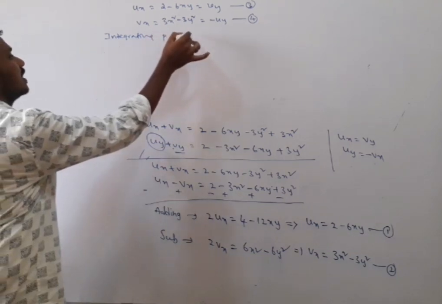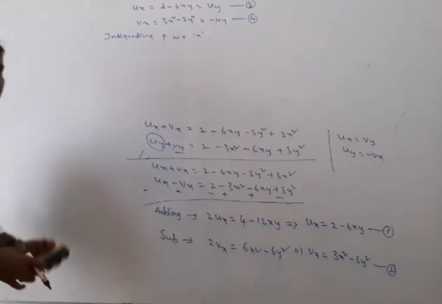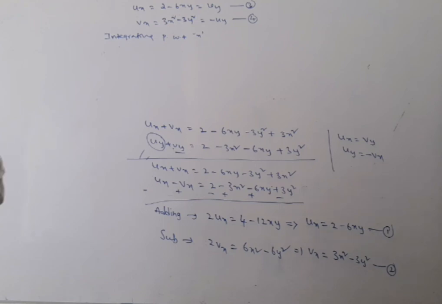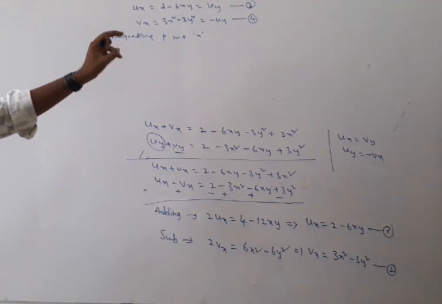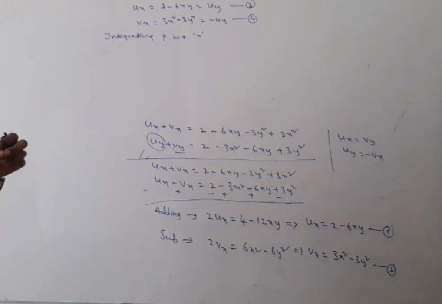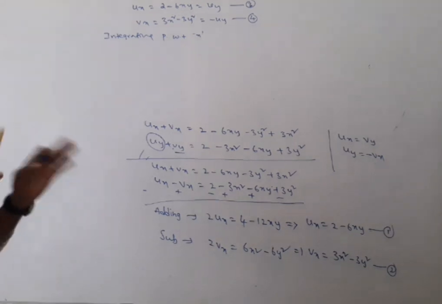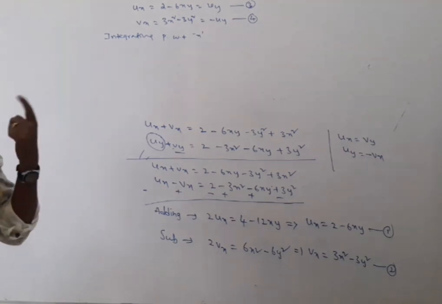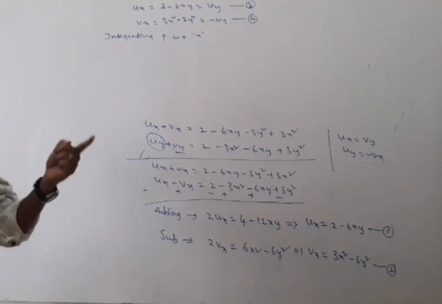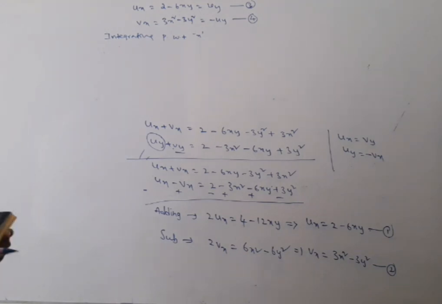Now integrating partially with respect to x, for 3 and 4. We should integrate 3 and 4 partially with respect to x. Partially with respect to x, what is the meaning? The same meaning as the partial derivative with respect to x, partial integrating with respect to x. When we are integrating partially with respect to x, we keep y as constant, right?